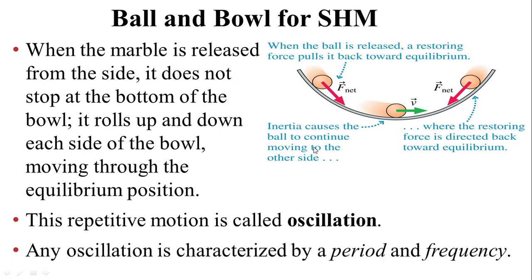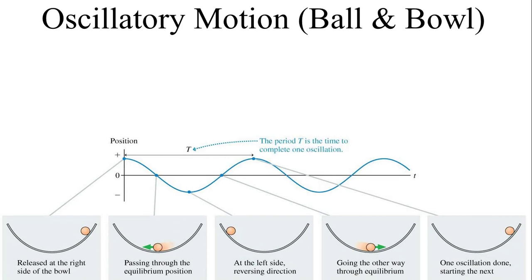Now we can write that any oscillation is characterized by a period and frequency. So we can write the oscillatory motion of the ball and bowl. Now this diagram explains it completely. In the first diagram we see that the ball is released at the right side, and in this diagram we can see that at the mean position the velocity increases and it moves upward, passing through the equilibrium position. Now due to the restoring force, at the left side it reverses direction. Similarly, it goes on the other way from the equilibrium. One oscillation is done, starting the next.